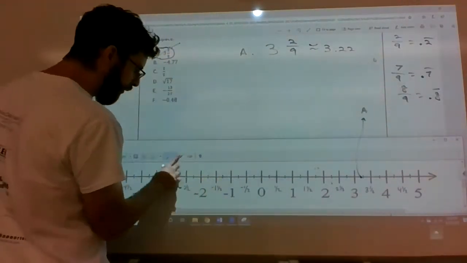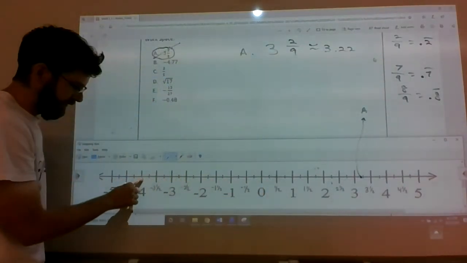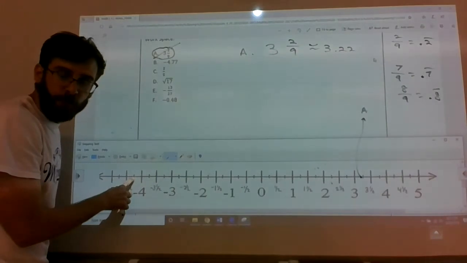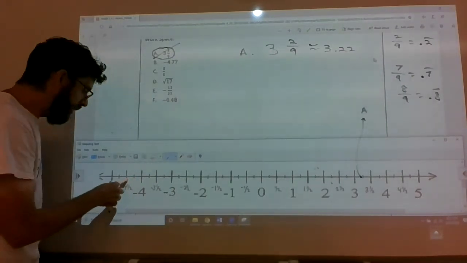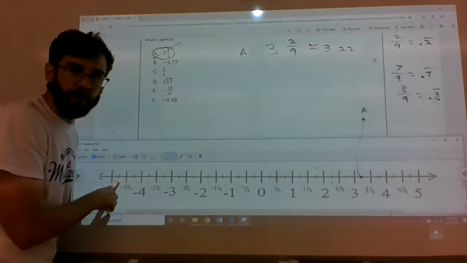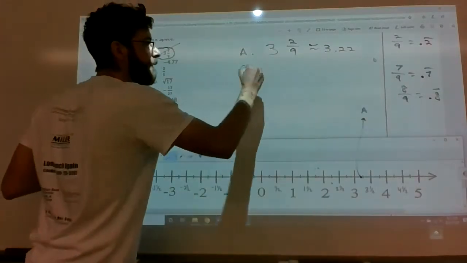So negative 4.77, you start at 0, go all the way to negative 4. 1 notch would be negative 4.25. 2 notches would be negative 4.50. 3 notches would be negative 4.75. This is negative 4.77.